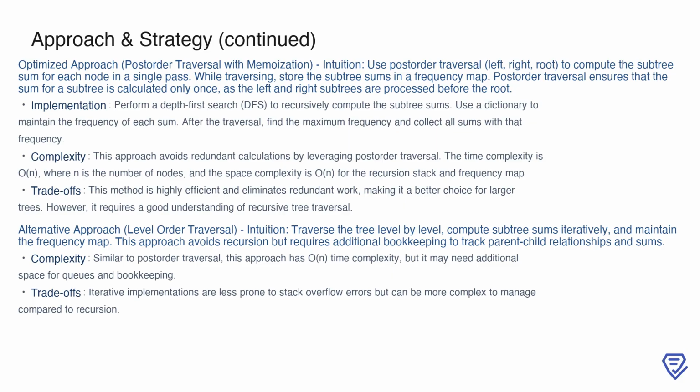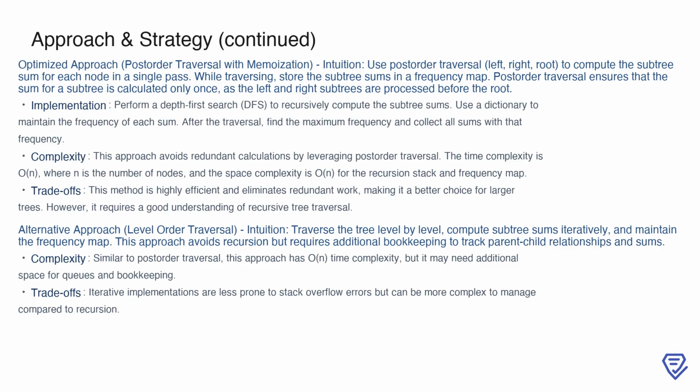A more efficient solution is the optimized approach using post-order traversal combined with memoization. Post-order traversal processes the left and right subtrees of a node before the node itself, ensuring that subtree sums are calculated only once. During this traversal, we compute the sum of the current subtree and store it in a frequency map, which tracks how often each sum occurs. This eliminates redundancy because the sums for all subtrees are reused as needed.